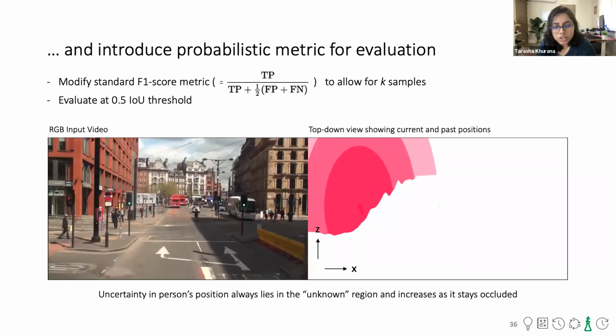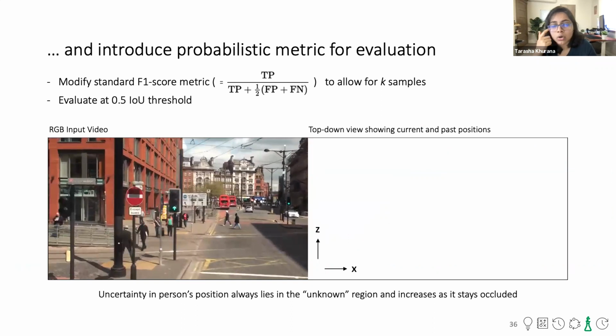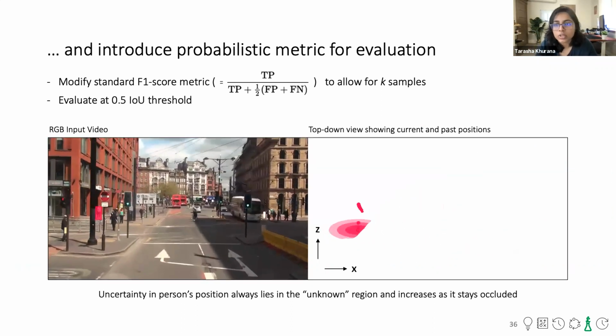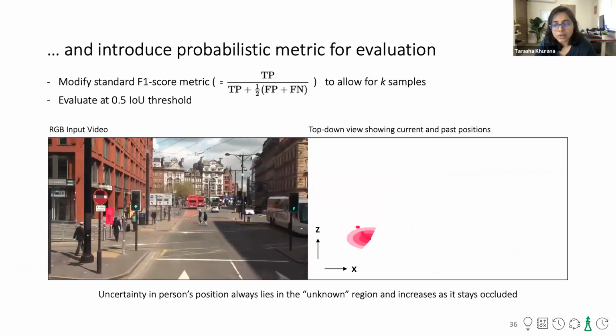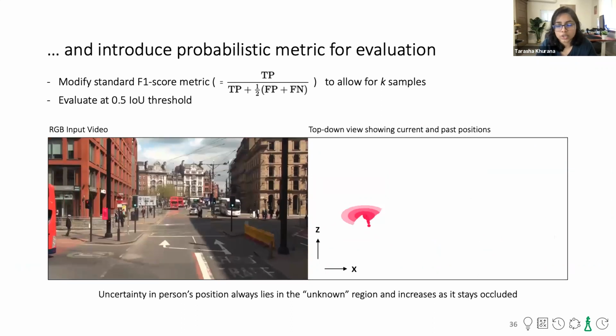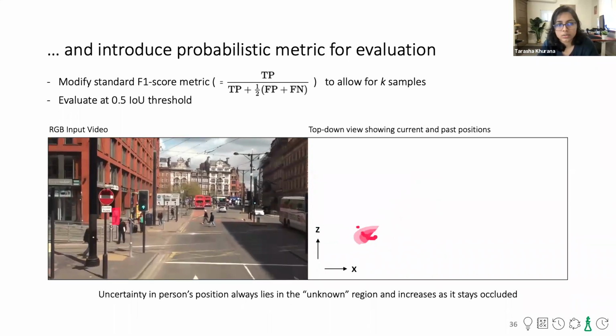Now, with the human vision experiment at the start of the talk, I tried to motivate how all methods should report distributions of occluded people. And in order to evaluate this distribution, we introduce a probabilistic metric, which is a modification of the standard F1 score metric.